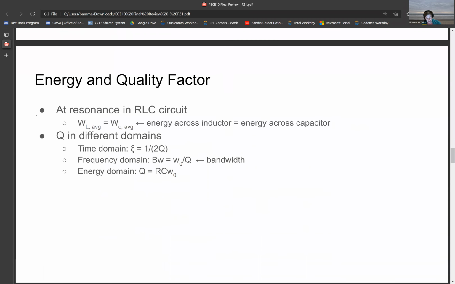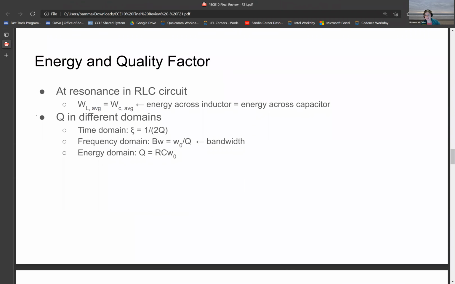And then finally, energy and quality factor. The energy dependent components in the circuit are the capacitor and the inductor. Since we're dealing with the conservation of energy, at resonance you want the RLC circuit to have the energy across the inductor and the capacitor be the same. This is where you can derive your resonance frequency, by using the equations for the energy across a capacitor and an inductor and just equating them.